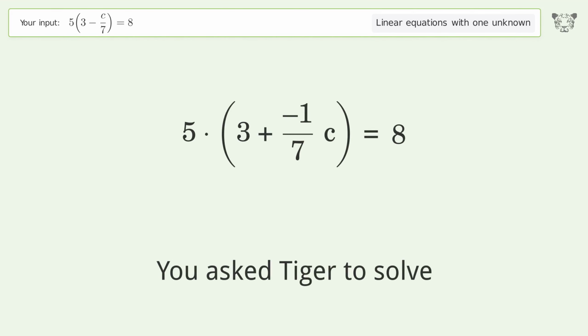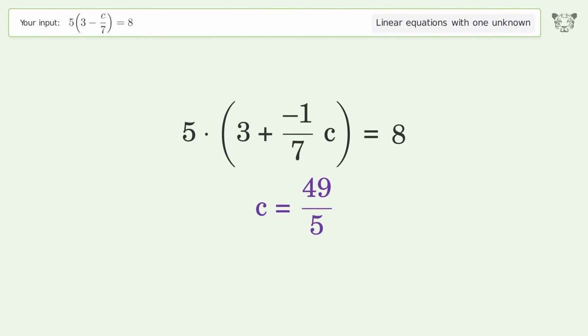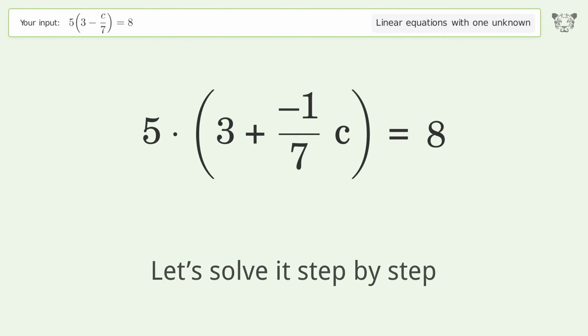You ask Tiger to solve this. This deals with linear equations with one unknown. The final result is c equals 49/5. Let's solve it step by step.